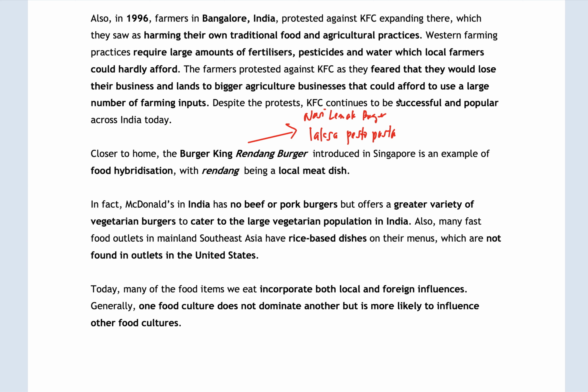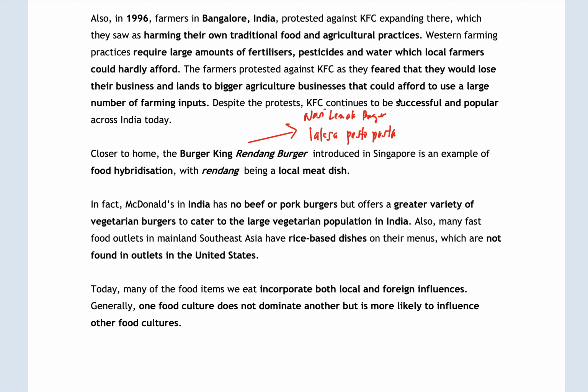You can also quote the example that in India, McDonald's actually does not offer beef or pork burgers. In Singapore we don't offer pork burgers because of the Muslim faith here. In India they have both the Muslim faith and the Hindu faith, and many people practice these two faiths, so they don't offer beef or pork burgers. And a lot of the McDonald's in India are also vegetarian. They have a lot of vegetarian options because a lot of people practice that as well.